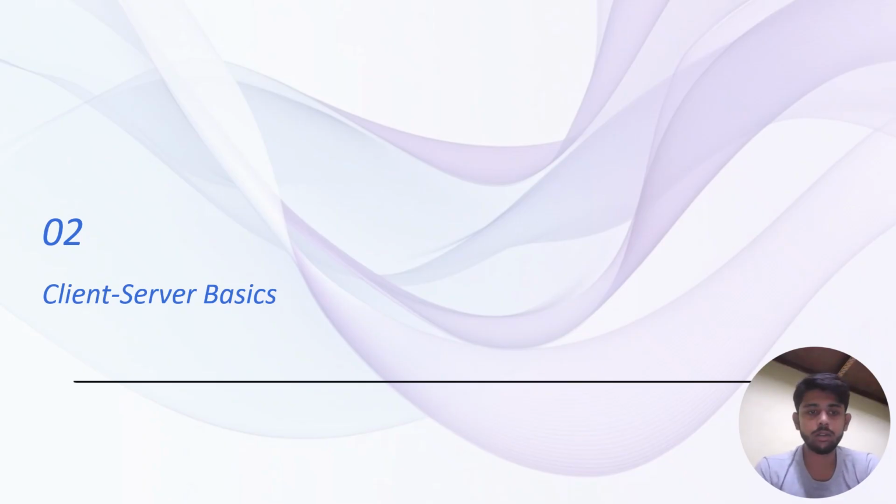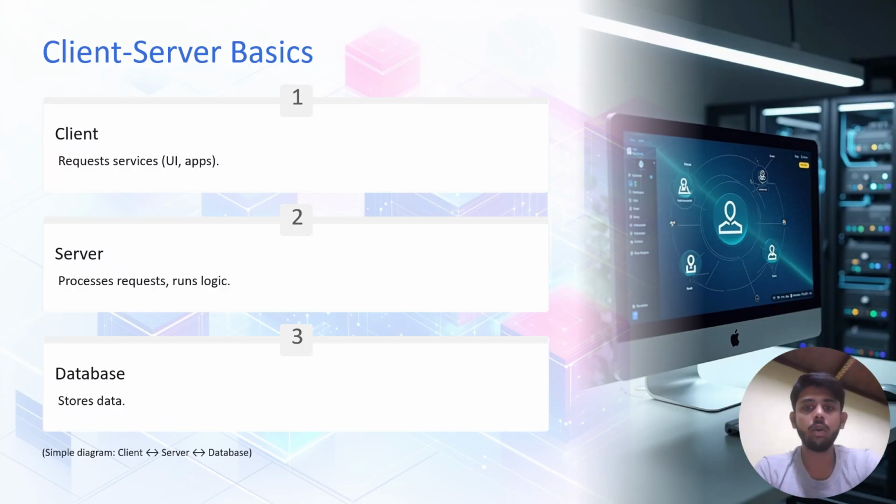Then what are some basics of client server architecture? So what happens in client server architecture is, we have the client which requests the server, then we have the server which processes the request and runs some logic, and we have the database which stores the data. So when we consider client server architecture, we can see there are three layers. First, the client will send its request to the server. It may be a login request or some data request.